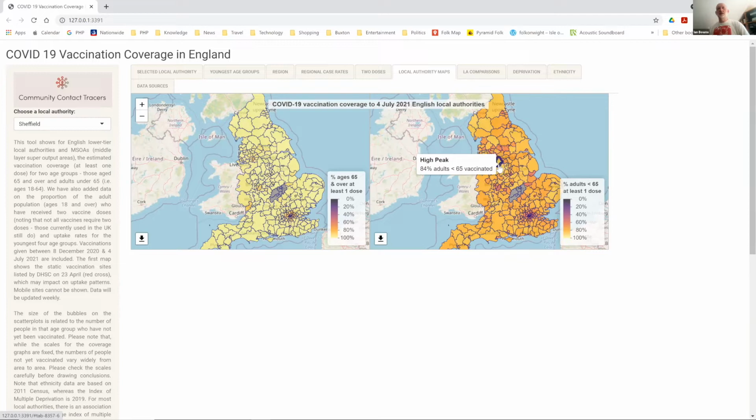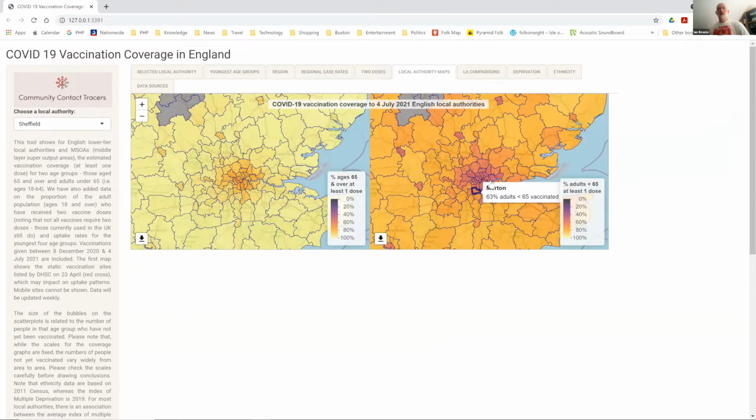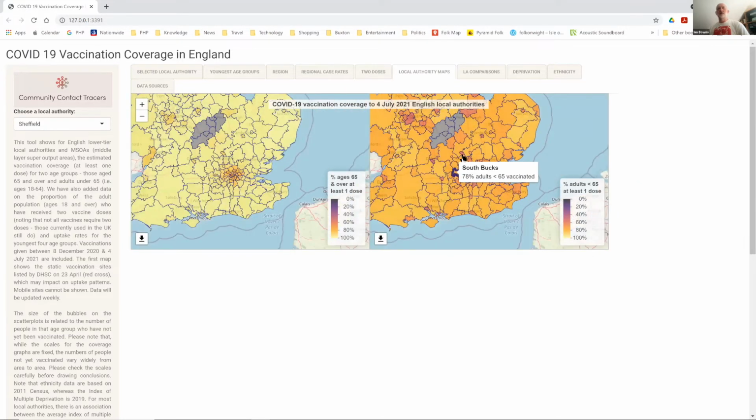But you can see that some neighbouring areas like High Peak are at 84, and Staffordshire Moorlands and Derbyshire Dales are higher. But if you look, for example, one feature that I'll show you in a second is that uptake rates are generally lower if you look at London. And that's not unusual for vaccination rates in general.